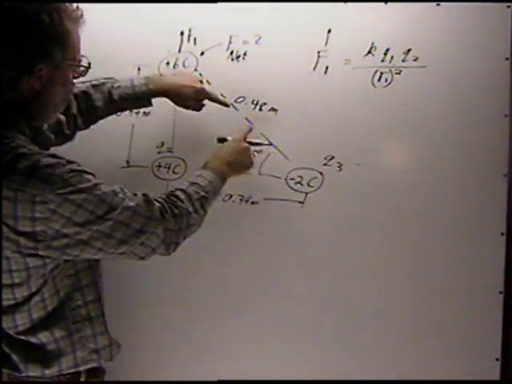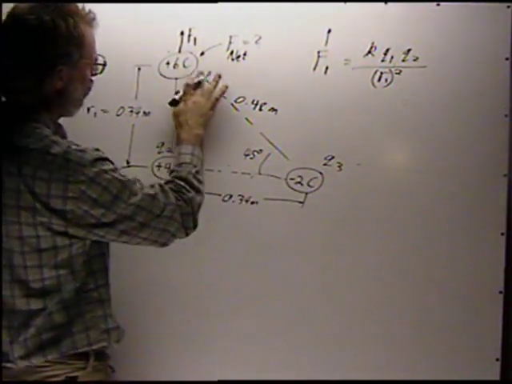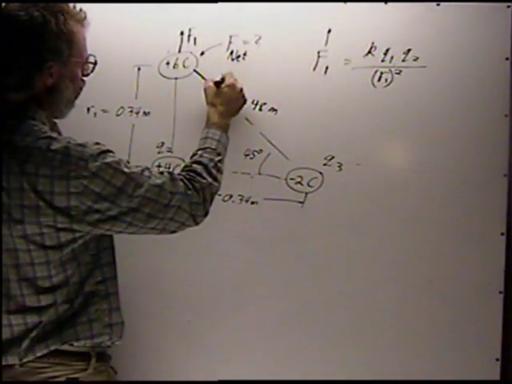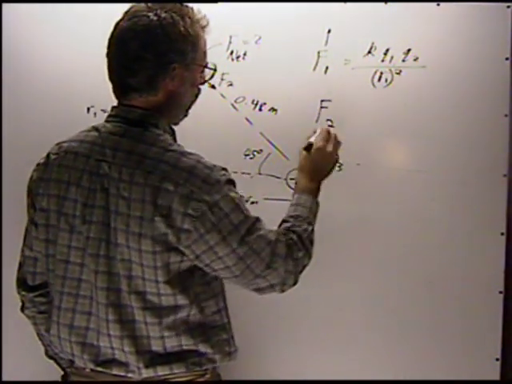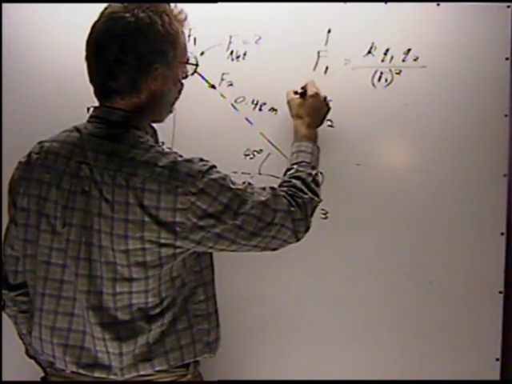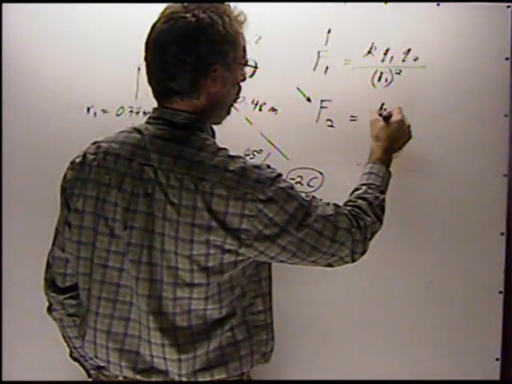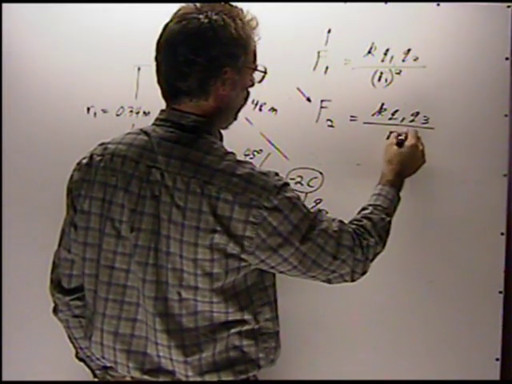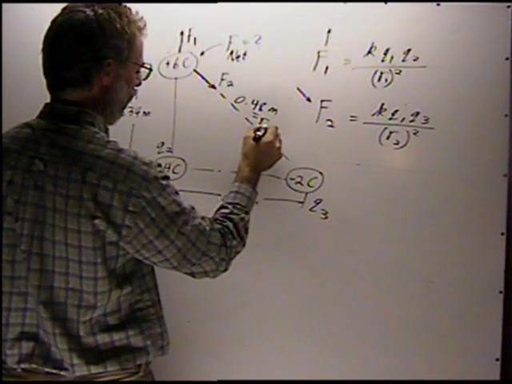Okay. Now there's also a force this way. Now this is attractive. These plus charge and minus charge are attractive, and so there'll be a force directed this way. Also, that will be force 2. Okay, so force 2, which is oriented like this, I'll just say, is K times Q1 times Q3 divided by R2 squared. And I'm going to call this R2.